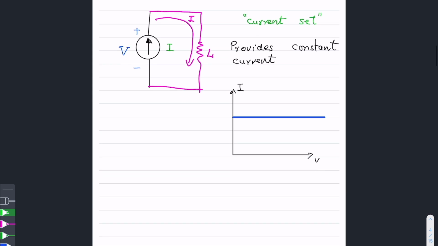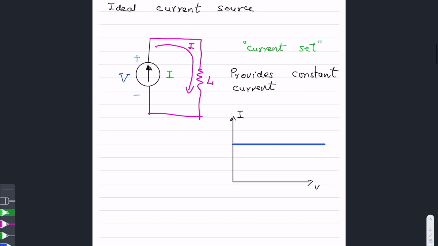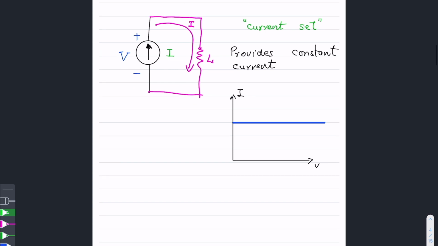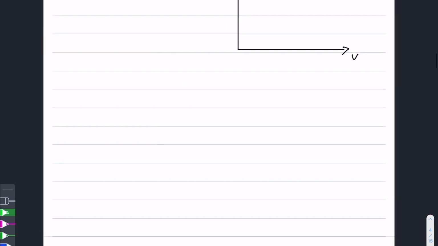In the next video, we are going to look at dependent current and voltage sources. So the two symbols I have shown so far are for independent voltage and current sources. So this is an independent voltage source, and here is an independent current source.